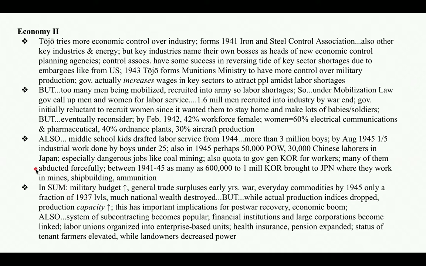In sum, in relation to the economy, the military budget throughout the 1930s and 40s wartime period went up. But there were also general trade surpluses in the early years of the war, Japan trading much more with colonies under the Japanese Empire. Everyday commodities by 1945, however, were only a fraction of their 1937 levels. So daily goods and commodities for average people became much harder to get a hold of, and much national wealth was destroyed throughout the war. Property damage, factories, industries destroyed in air raids, etc.